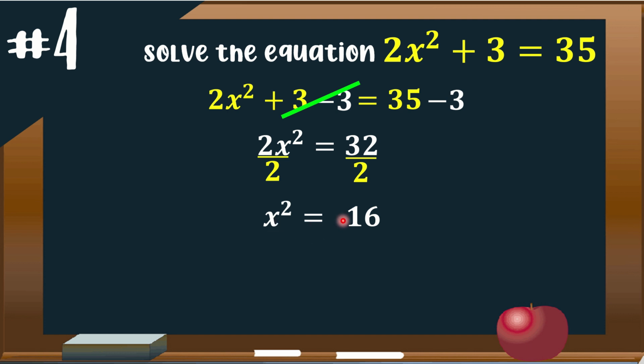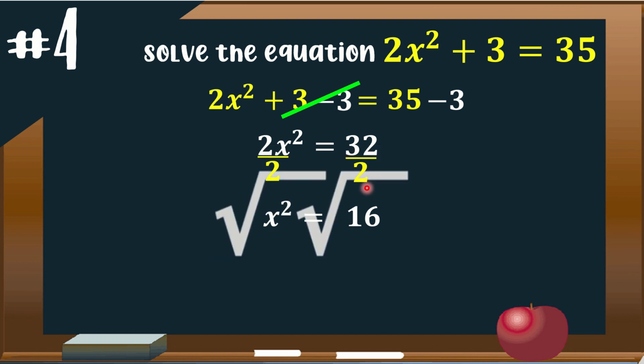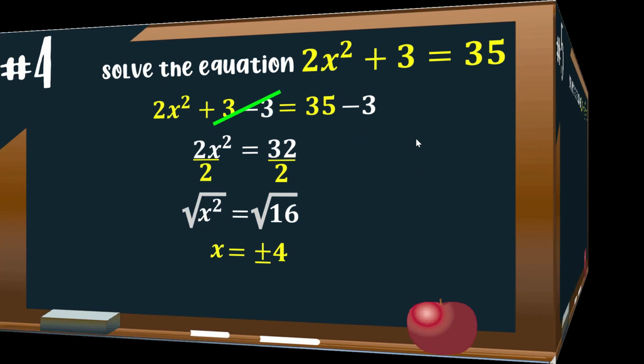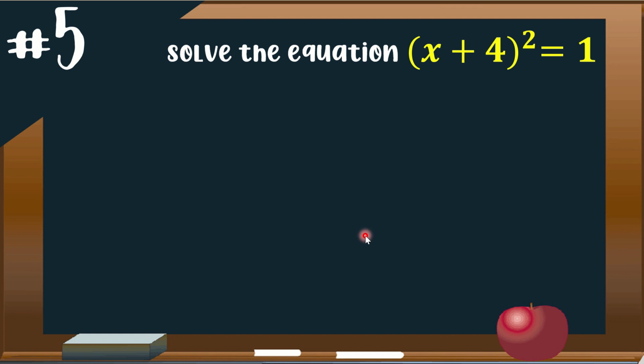X squared is equal to 16. Applying the square root property, we need to extract the roots of x squared and 16. Ano na lang yan? Square root of x squared is equal to x, and square root of 16 is equal to, tama, it is positive and negative 4. That is the solution of 2x squared plus 3x is equal to 35. Okay, let us have our fifth example.